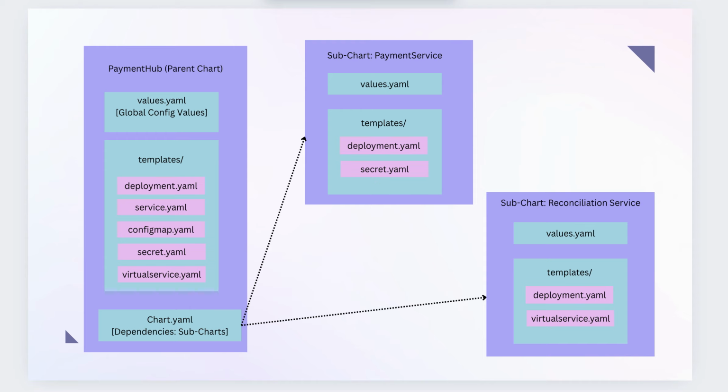This Helm setup reduced deployment times by 30%, streamlined infrastructure management, and ensured PCI DSS compliance through secure secret management. The modular design supports independent scaling of microservices, aligning with the payment hub's ability to handle 10,000 transactions per second.